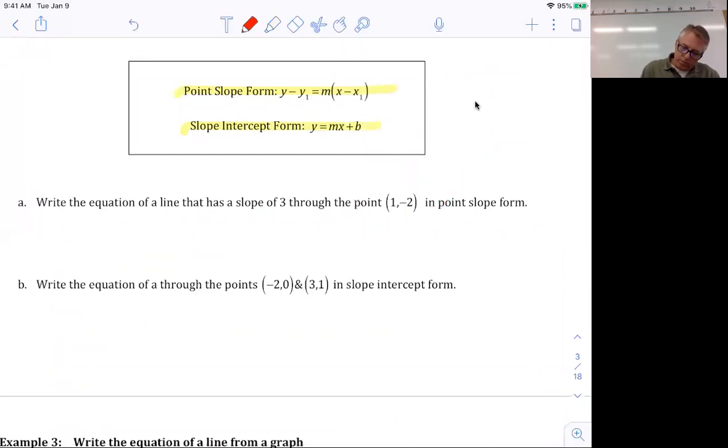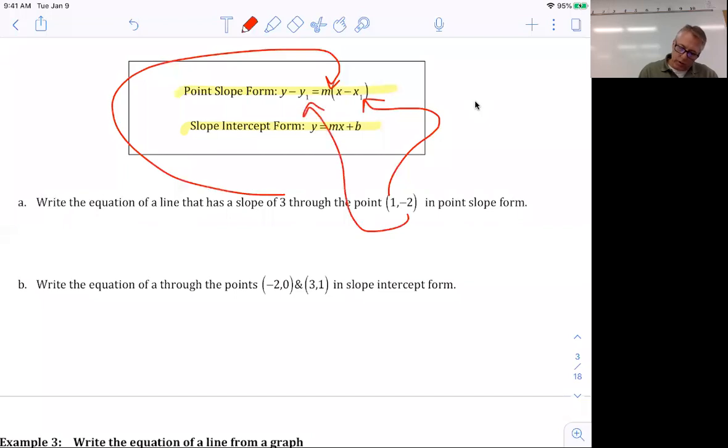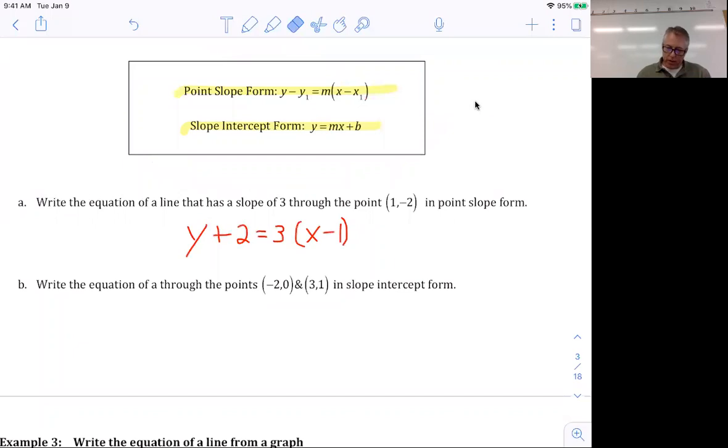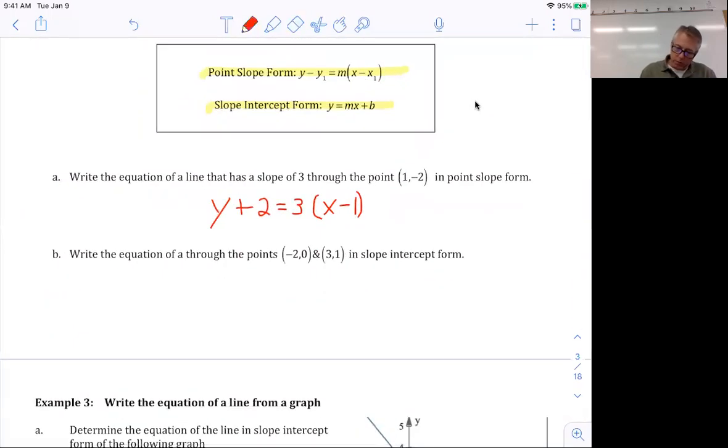Well, point slope form, that means that m is our slope, so that 3 is going to go right there. And the 1 is our x value, and the -2 is our y value. And the other x and y stay as variables in the equation. So that is going to be y plus 2 equals our slope, which is 3, times x minus 1. That would be that equation in line with the slope of 3 and through that point.